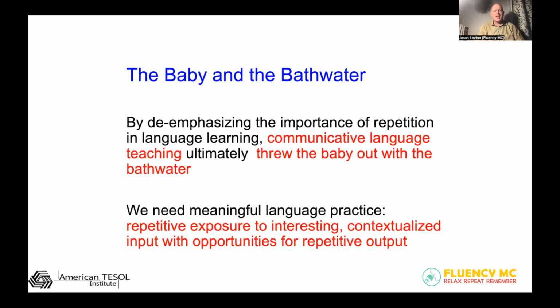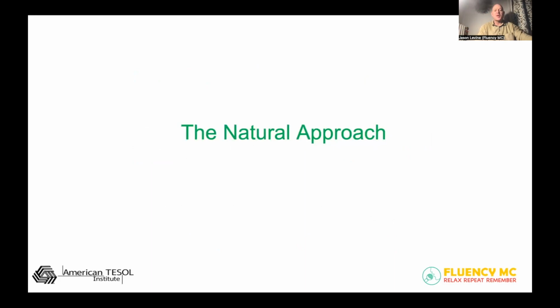But if you do things that are interesting, so communicative language teaching, it's meaningful, right? What's the problem, however? If you don't get enough exposure to it, you're not going to be able to remember and use language. So this is what happened. We're going to come back to that again.